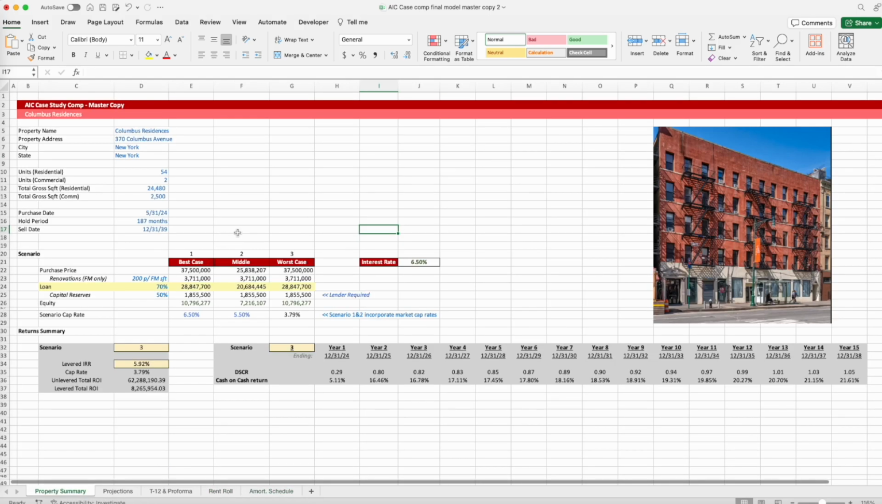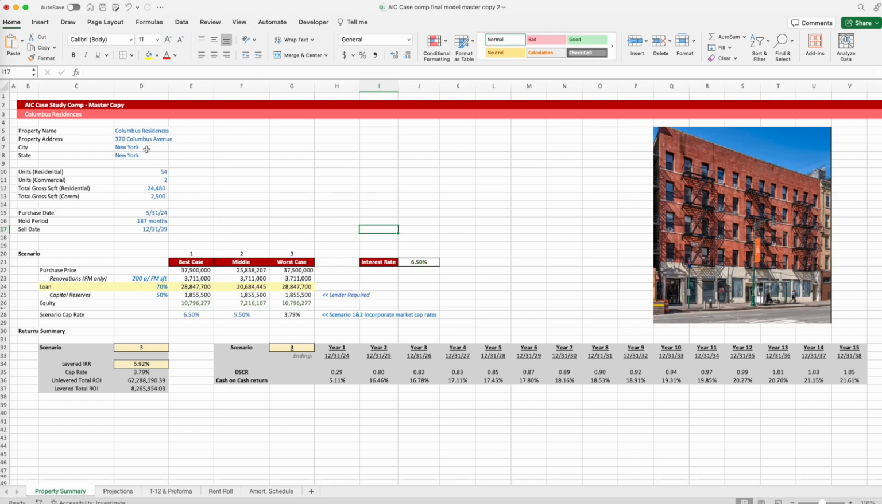Please, before you get started with anything, analyze how I did this. Analyze these formulas, for example. Analyze how I got this cap rate. Analyze how I came up with this. We have a 50% capital reserve because the lender required it. Loan amount 70% LTV, renovations 200 per free market square foot.